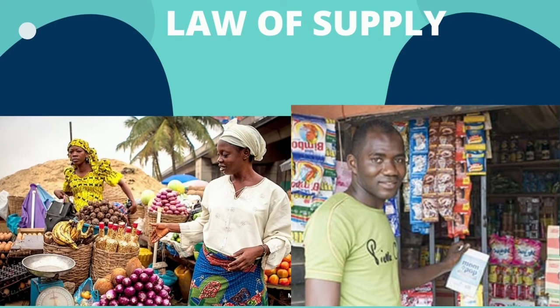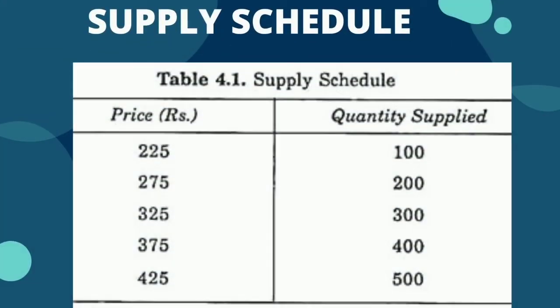Law of supply. The law of supply states that all things being equal, the higher the price, the higher the quantity of goods that will be supplied. Or the lower the price, the lower the quantity of commodity that will be supplied. This implies that when the price of a commodity is high, more quantity of the commodity will be supplied by the producer and vice versa. When the price of a commodity is low, less quantity will be supplied.